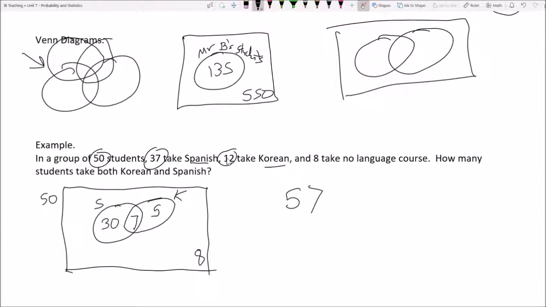5 and 7. That's 12. 8 take none. So now this is an accurate diagram, and we can answer the question. How many students take both Korean and Spanish? Boom, there it is, 7. That's all it is. And if you double check, adding these 4 numbers together adds up to 50 students.